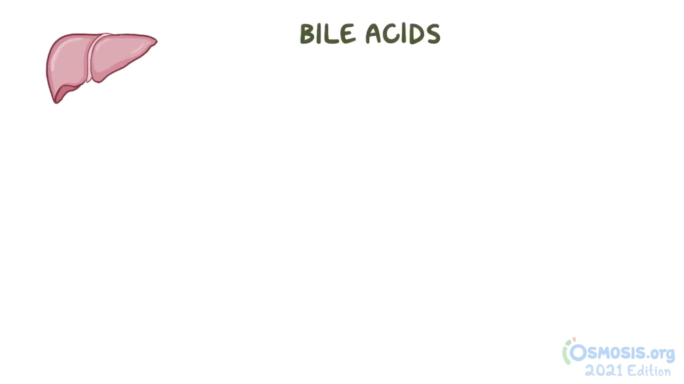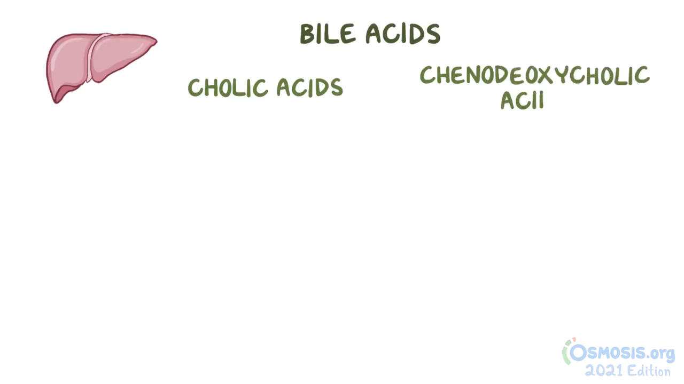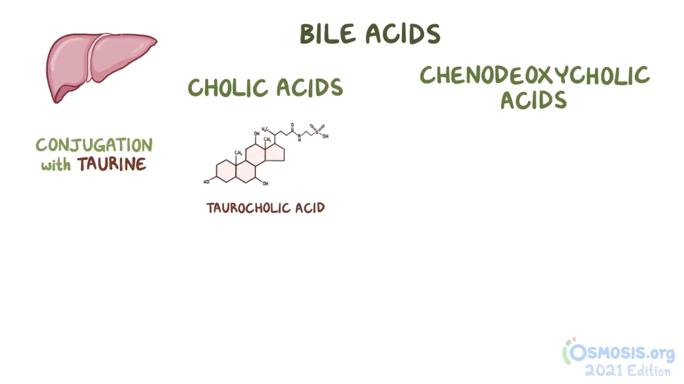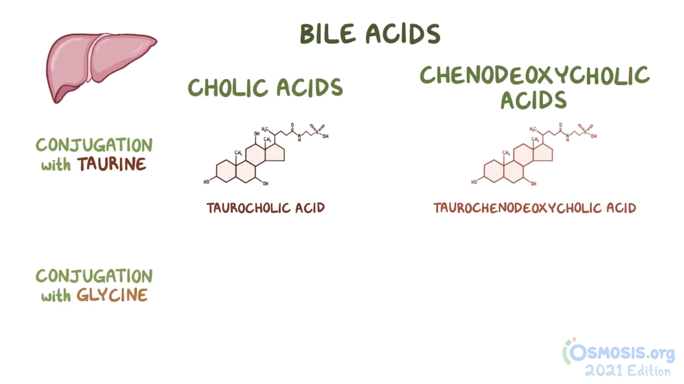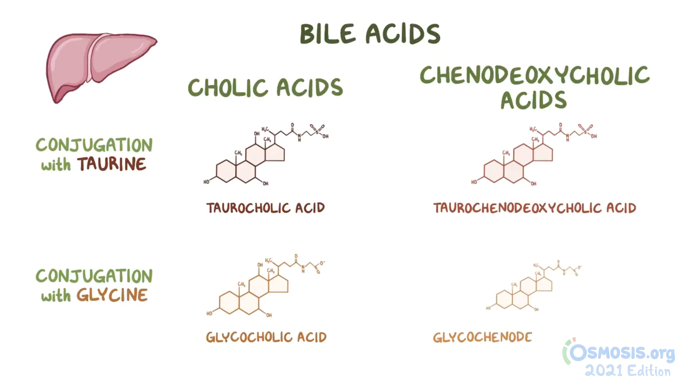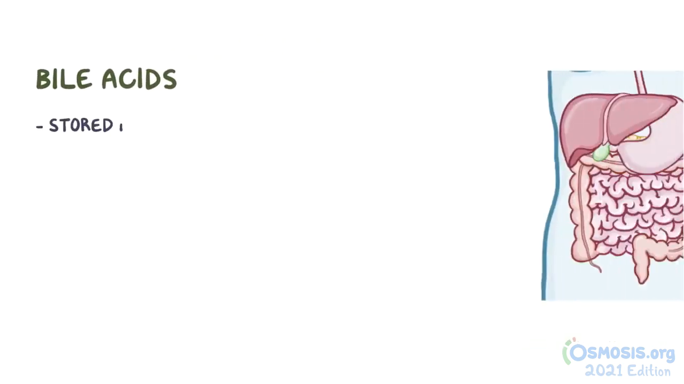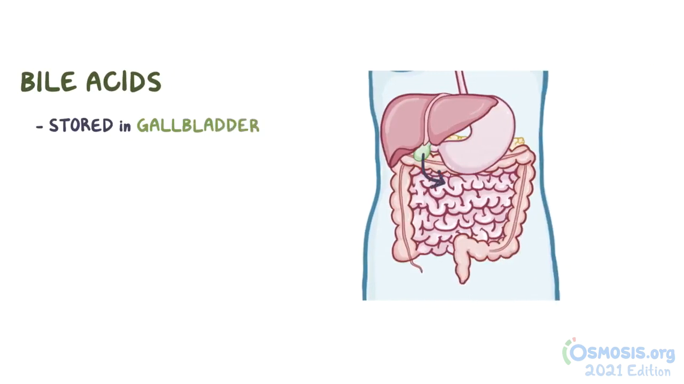Now, with regard to cholesterol, the majority is made and used by the liver, ending up as a bile acid. There are 2 types of bile acids, cholic acids and chenodeoxycholic acids. Both get conjugated by amino acids. Conjugation with taurine makes taurocholic acid, and taurochenodeoxycholic acid, while conjugation with glycine makes glycocholic acid and glycochenodeoxycholic acid. These bile acids are stored in the gallbladder and released into the intestine after meals to assist in fat digestion.